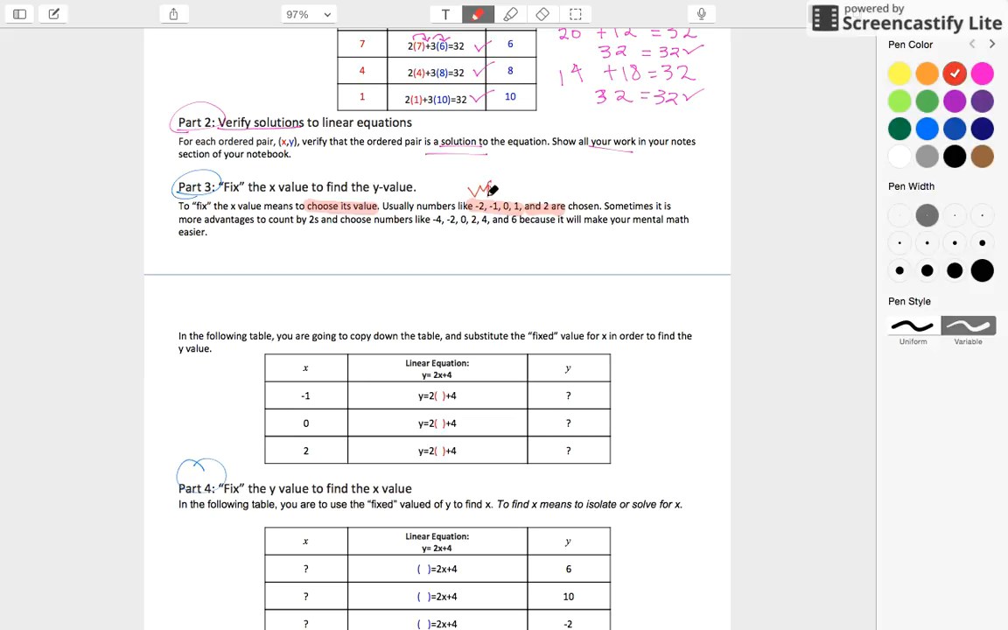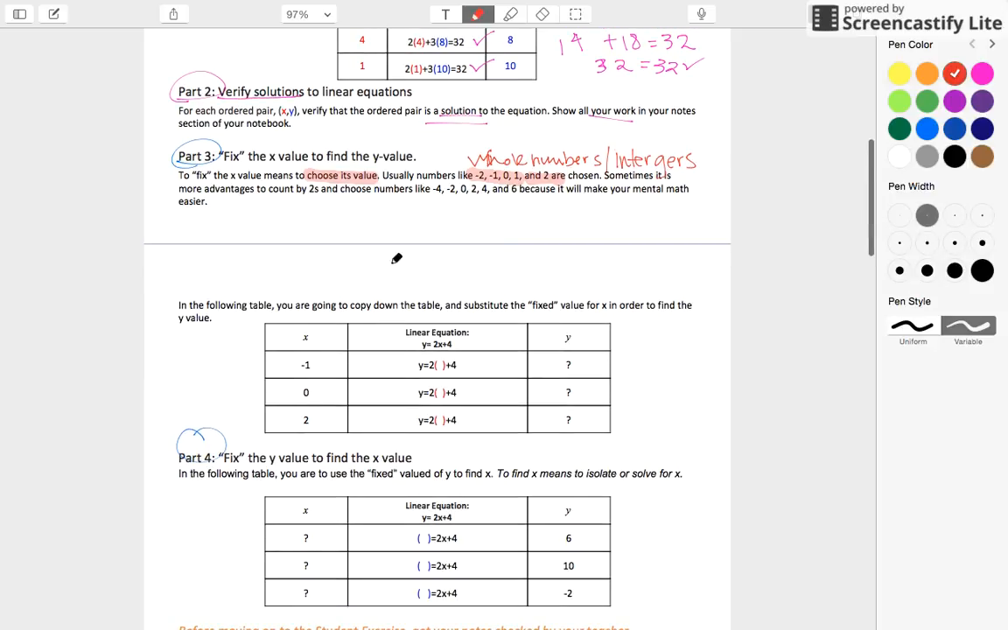Whole numbers, or integers. Now, sometimes they'll give you the x values like they do right here, which is great. I'm going to use this in blue. So right here, the x values are right here.